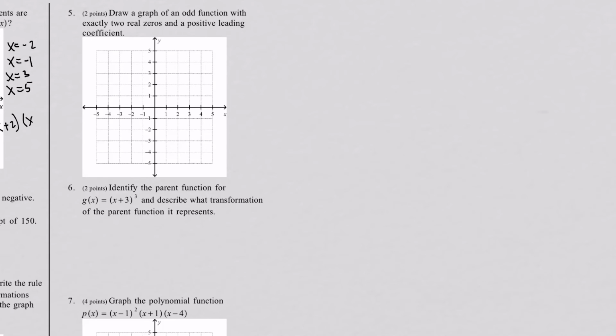Okay, next, number 5 says draw a graph of an odd function with exactly 2 real zeros and a positive leading coefficient. I told you guys to change where it says odd, change it to even. That way we could do it.